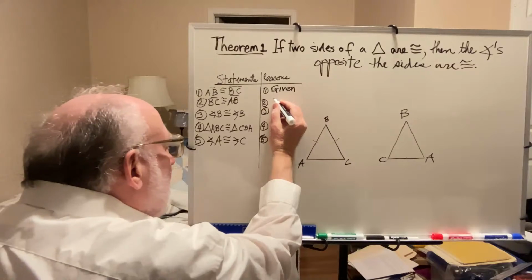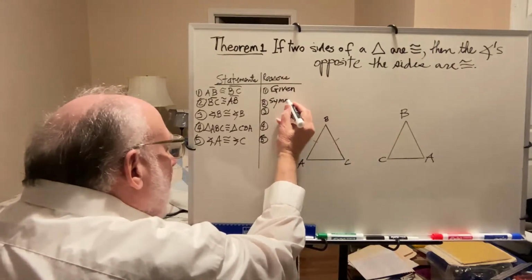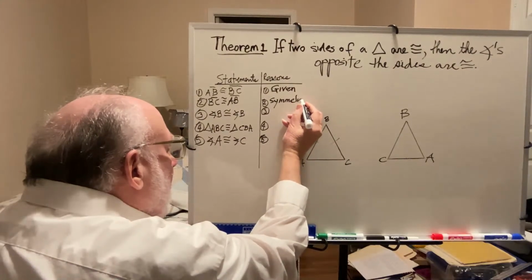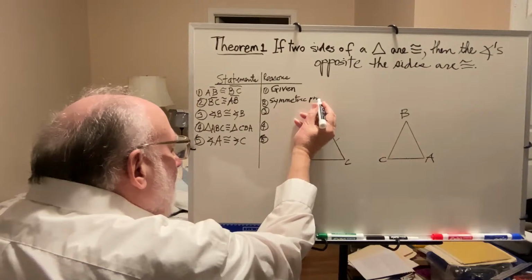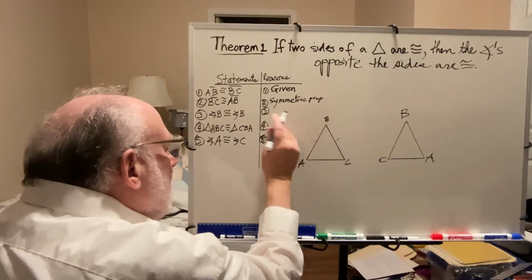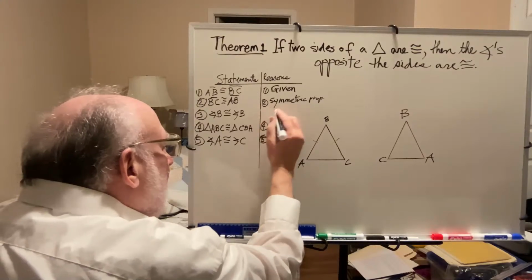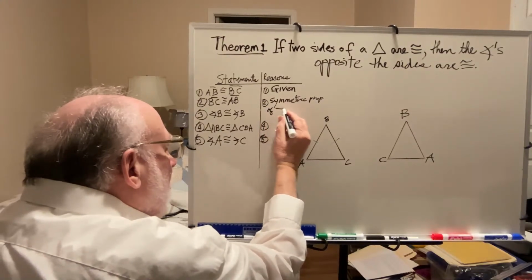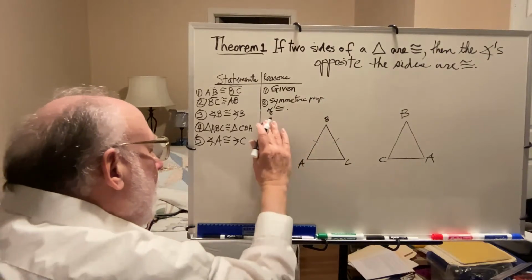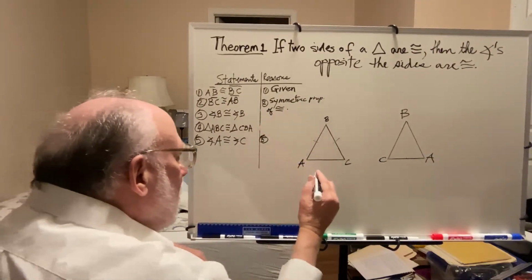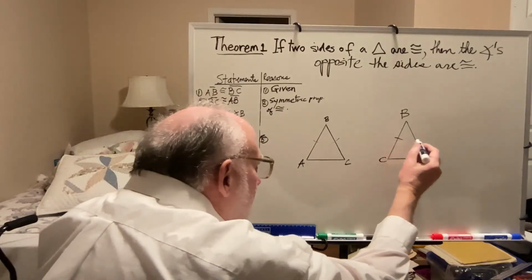Now we have BC is congruent to AB. That's by the symmetric property of congruence. The symmetric property of congruence. So we can put these here like this too.